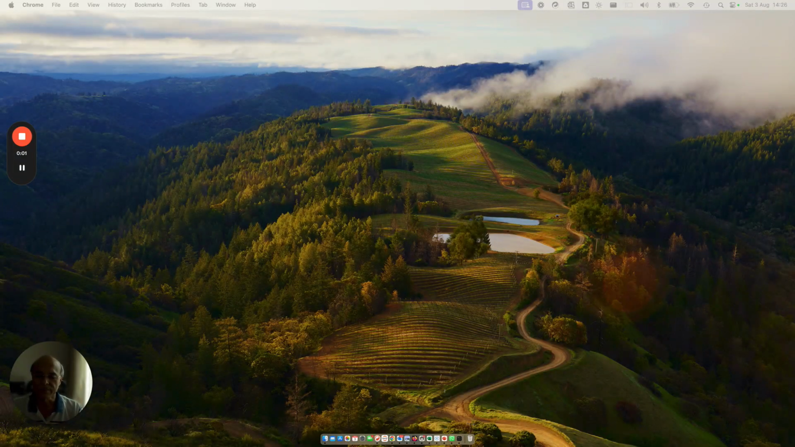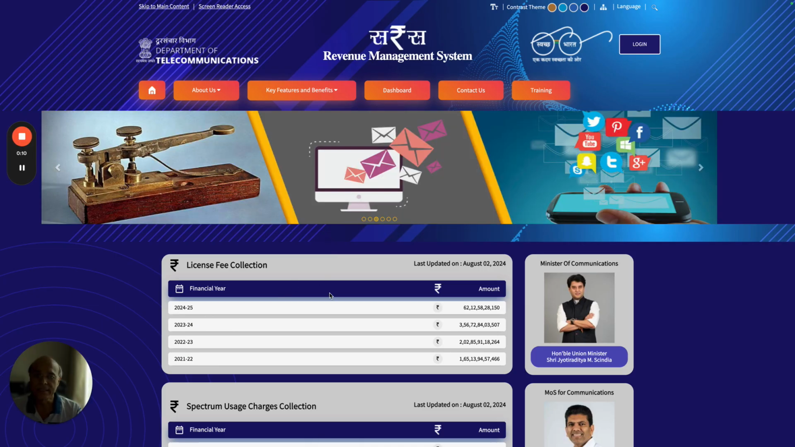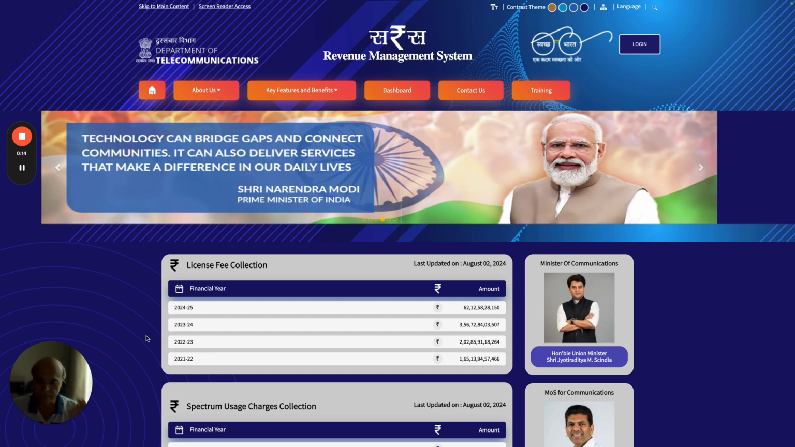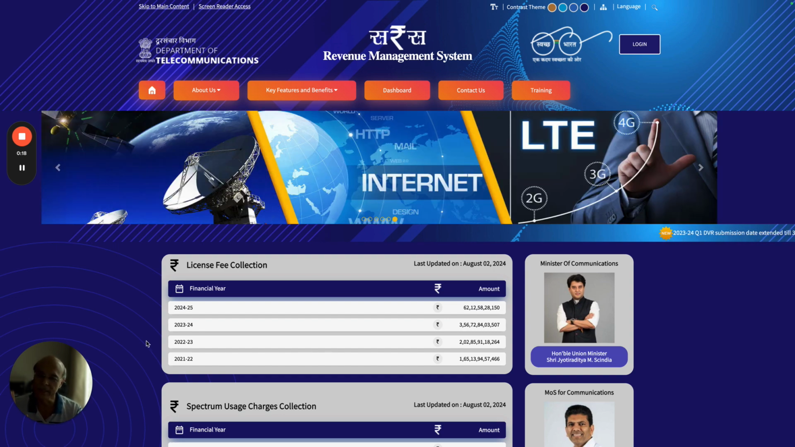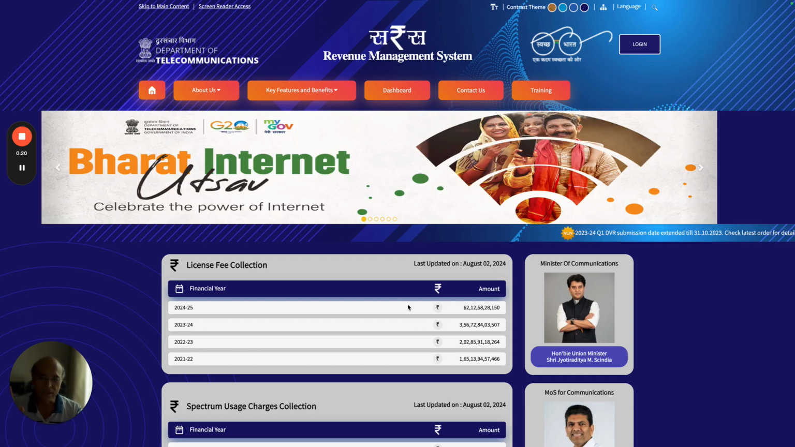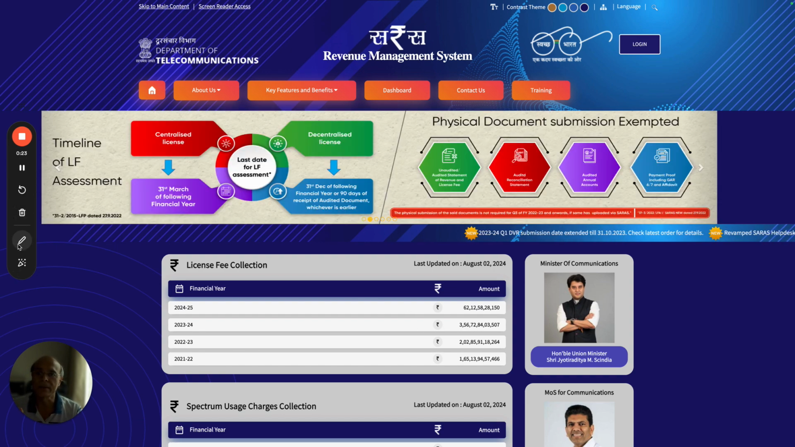Hello friends, welcome. Today we are going to talk about a DOT website which gathers license fee and spectrum fee paid by various licensees. It includes all kinds of licensees, not just the key operators, everybody included. It's all captured in this revenue management website called Saras in Hindi.